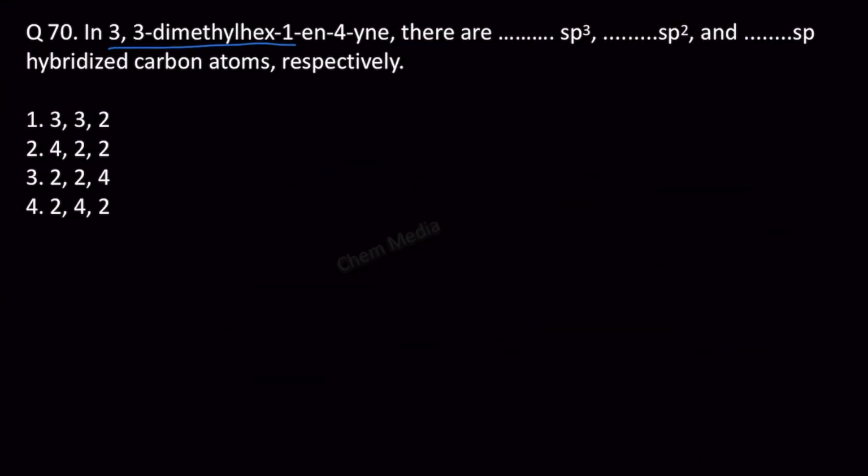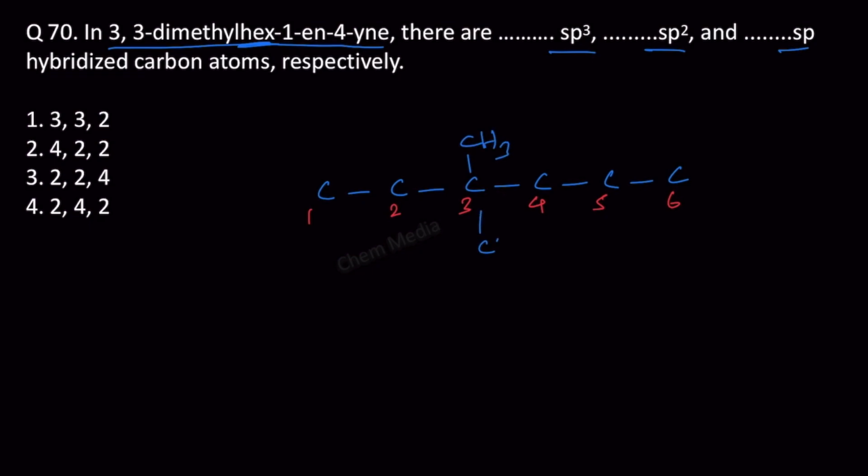In 3,3-dimethylhex-1-en-4-yne, how many sp3, sp2 and sp hybridized carbon atoms are there? Let us draw the structure first. The root word is hex here. That means the parent chain has 6 carbon atoms. So 1, 2, 3, 4, 5, 6. At position 3 we have 2 methyl groups. Therefore CH3, CH3. At position 1 we have a carbon-carbon double bond. At position 4 we have a triple bond. Let's fill hydrogen at remaining positions so that we can satisfy the valency of carbon.